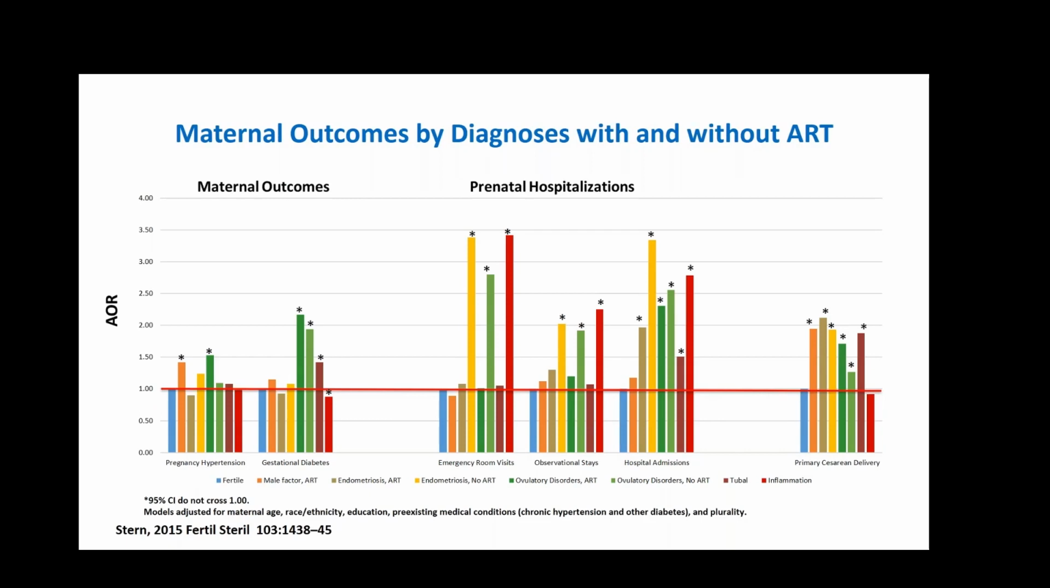This graphic shows the adjusted odds ratios for maternal outcomes, prenatal hospitalizations, and cesarean delivery in the study population. Adjusted odds ratios are again seen on the y-axis with an odds ratio of 1 shown here with the red line. And again, the fertile population is the reference group. The fertile population is shown in blue.